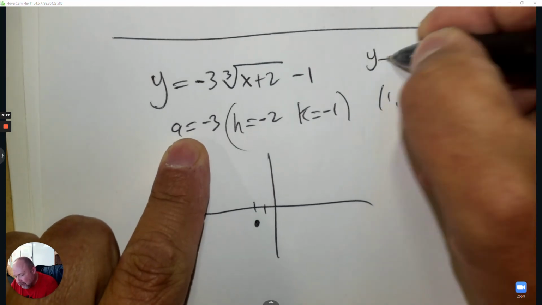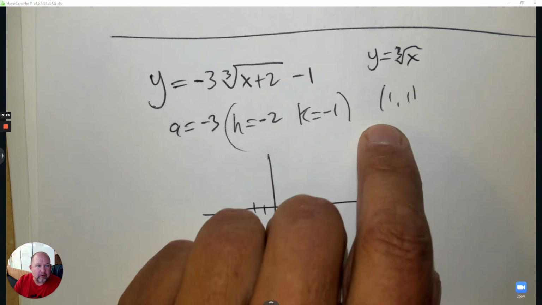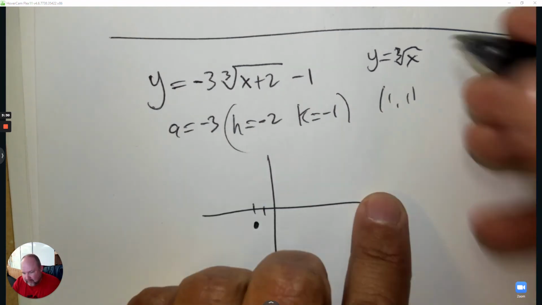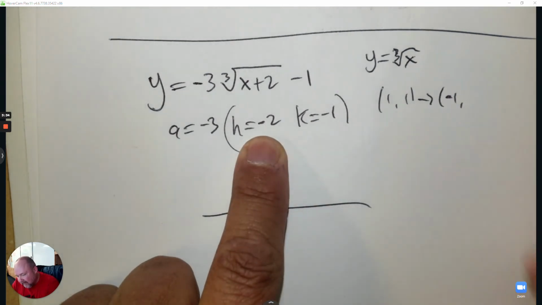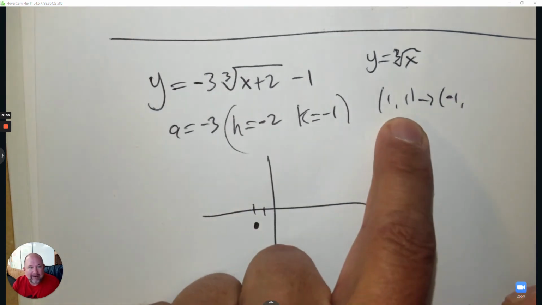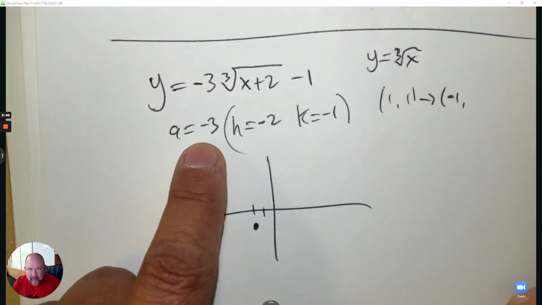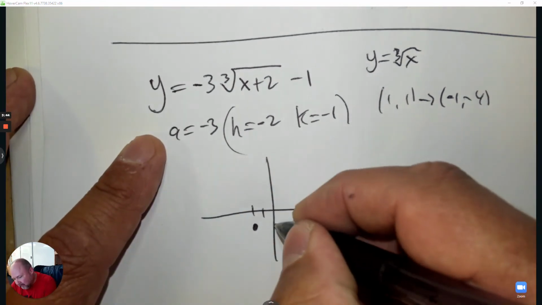So from the cube root of x, the cube root of 1, what number 3 times itself is equal to 1? The answer is 1. And I'm going to change it. So I'm going to subtract 2 to the x. And then to the y coordinate, I'm going to multiply and then subtract 1. So 1 times negative 3, and then subtract 1. So negative 1, negative 4 is on my graph.